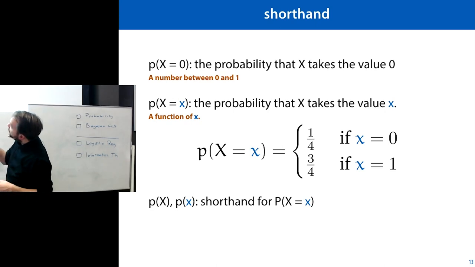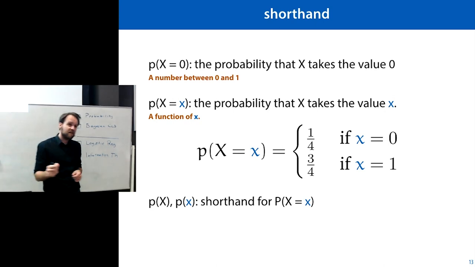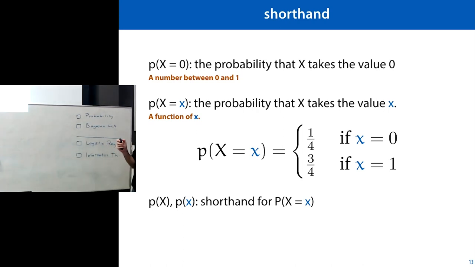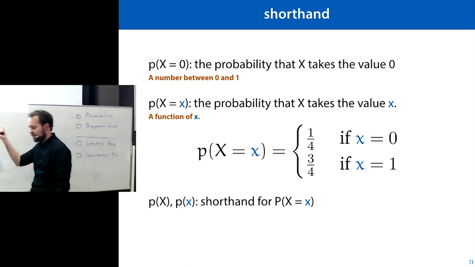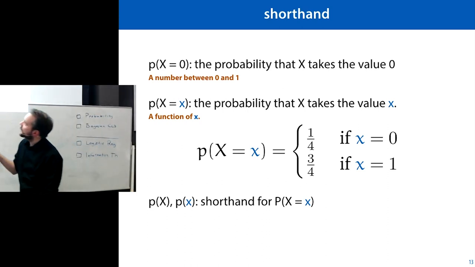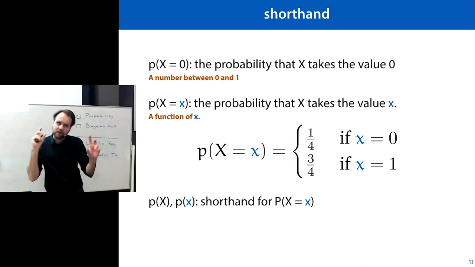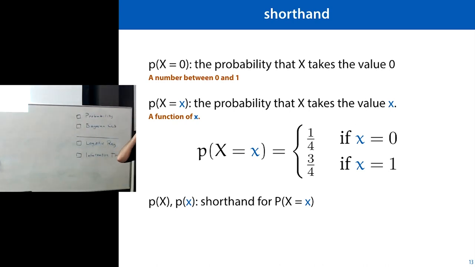However, if we replace the 0 with a variable, x, just a regular variable this time, then this whole thing becomes a function. Because now, depending on x, the value of this probability changes. For some x, it might be high, for some x, it might be low. So now this whole thing is a function of x. So that's good to keep in mind. Sometimes these things are numbers, sometimes they're functions. So here's an example of a very simple function with just two possible values.